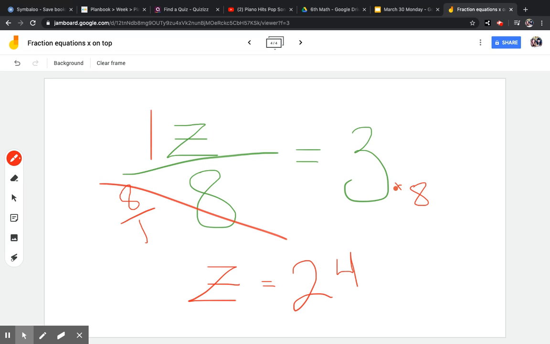Now, it's super easy. The problems are very basic when you have the variable on top. All you need to do is multiply these two together. That's kind of the trick for these. So if you know that trick, then it's okay. But once the variable goes on bottom, it's going to be a whole different ballgame. So make sure you watch the video on Wednesday for that.